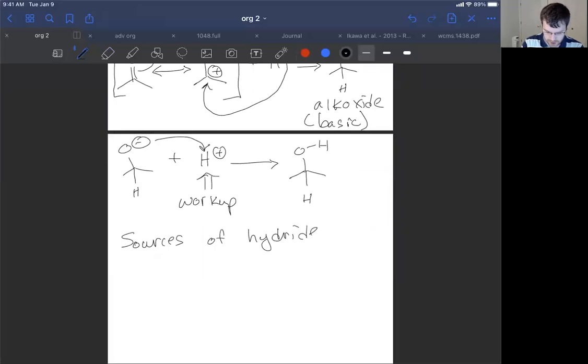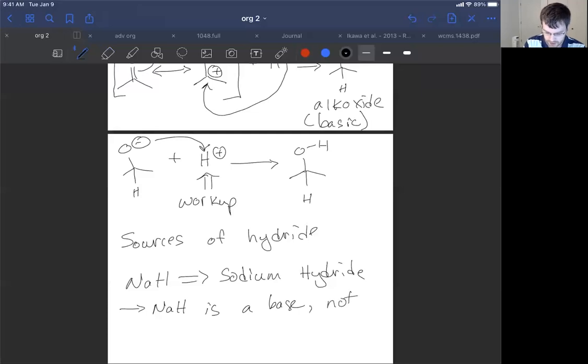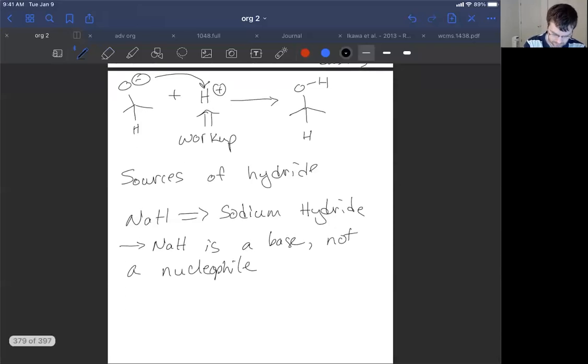Well, we could start with the ones that we know, which is NaH, or sodium hydride. It turns out, when we go into the lab and try this reaction, it doesn't work. NaH is a base, not a nucleophile. Even though we could cross out the Na and write a negative charge, as I encouraged earlier on in the semester, it just doesn't work here. We're not going to see the H minus add to the carbonyl. So we have to use different types of reagents. So sodium hydride does not work. We're not going to use sodium hydride.